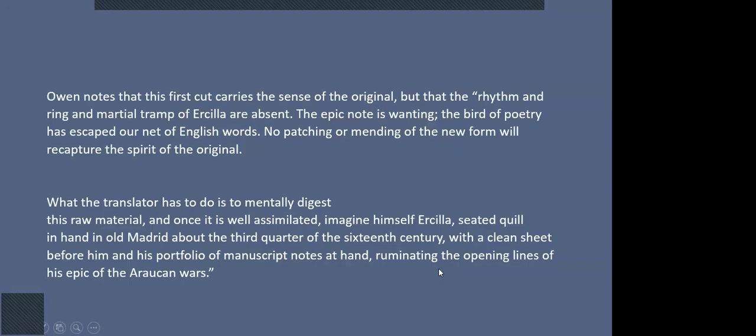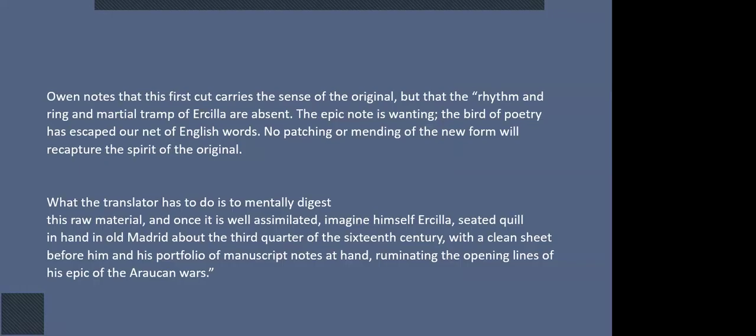Owen notes that the first cut carries the sense of the original, but the rhythm and ring and martial tramp of Ercilla are absent. The epic note is wanting. The bird of poetry has escaped our net of English words. No patching or mending of the new form will recapture the spirit of the original. So that's the emotion that gets lost, right?